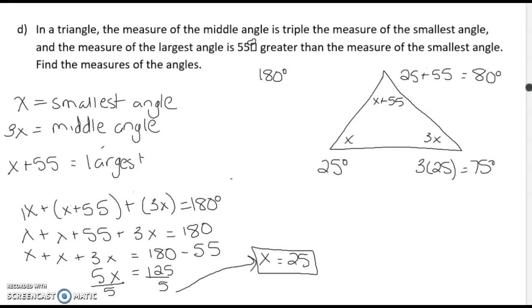Okay? And this makes sense because our smallest angle is 25. So that's our smallest one. Our middle angle is 3 times the size. So 3 times 25 is 75. And our largest one is x plus 55. So x plus 55 gives us 80, and 80 is our largest number. So that's the end for this lesson.